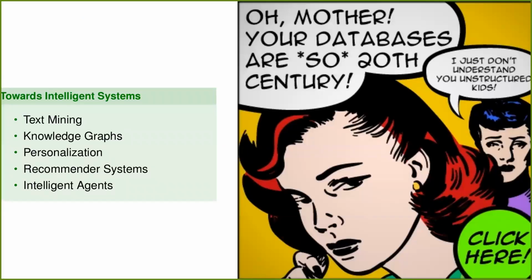So the goal is to make use of modern techniques, and I explained also in the course outline introduction, intelligent systems for us means applying some kind of artificial intelligence technique. So here in this course, we are going to look at a few of those techniques. We are looking at text mining, we are looking at knowledge graphs, personalization, recommender systems, and intelligent agents. And I'll introduce a few of those in the next couple of slides.